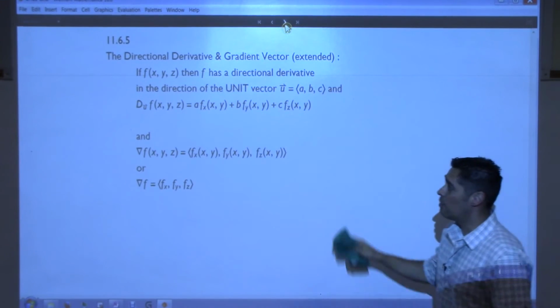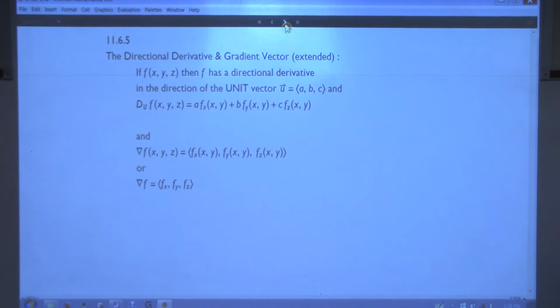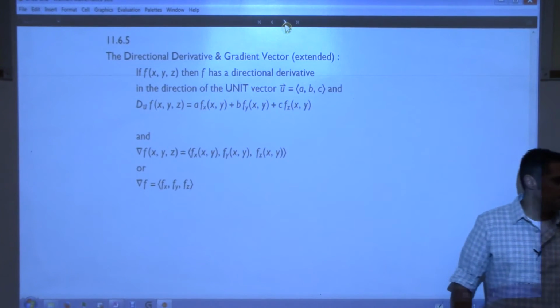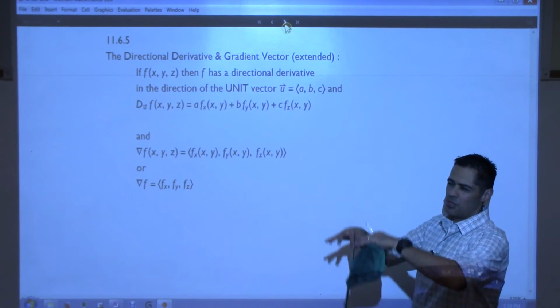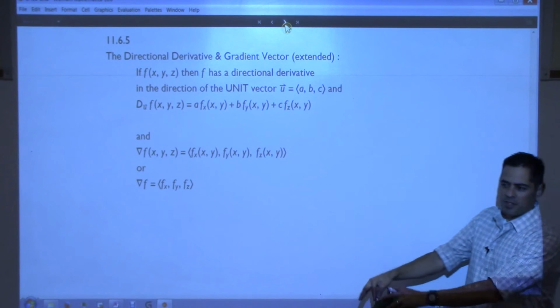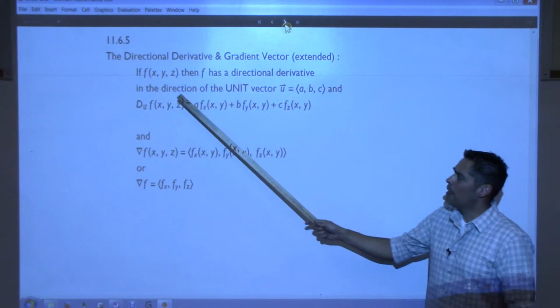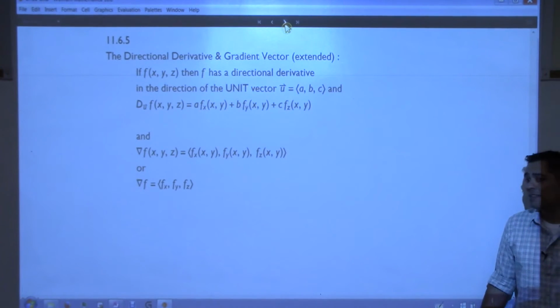Now we're going to see the gradient vector is extremely important. We're going to see its value in a little while, but before we get to why it's so important, let's extend everything now. Everything we've been doing so far has been f as a function of two variables, x and y. And so we were looking at it as a surface. The domain was down on the ground, in two-dimensional space. But what if we have a function of three variables, f of x, y, z?